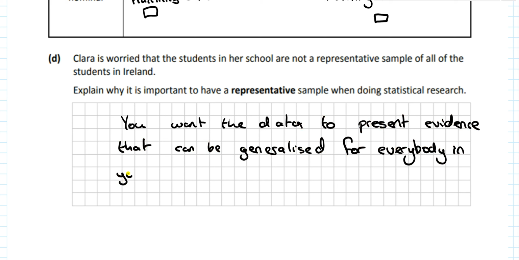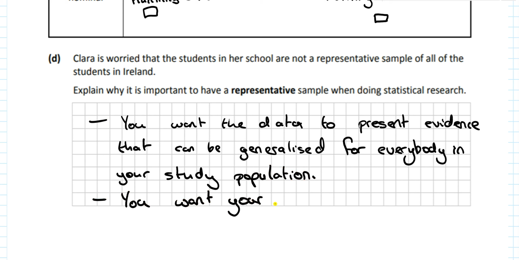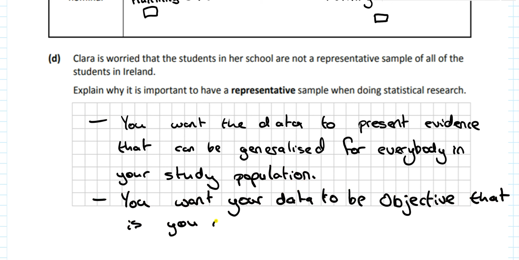In your study population. Now, the difference between a study population and a population: the study population is who you're interested in. It is not the entire population of Ireland. You want your data to be the opposite of biased, which is objective. You want your data to be objective. That is, you want your data to be unbiased.